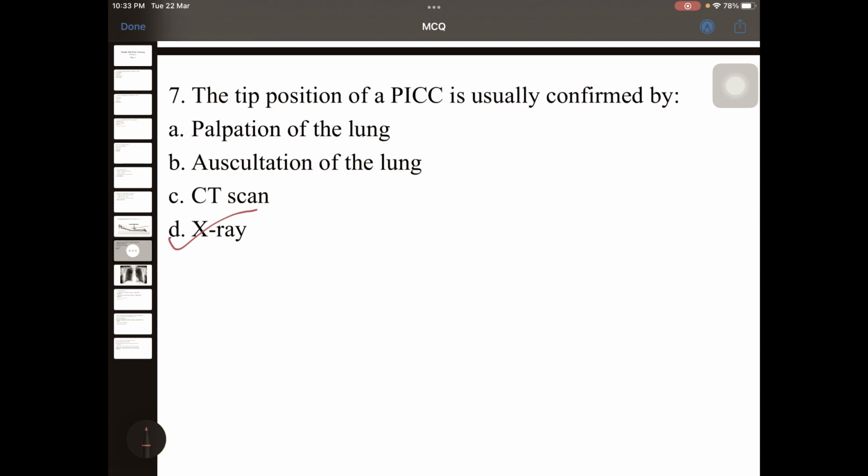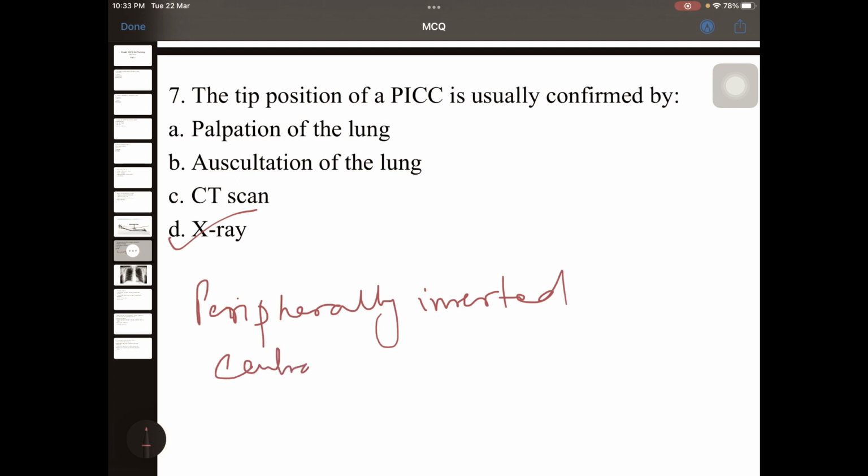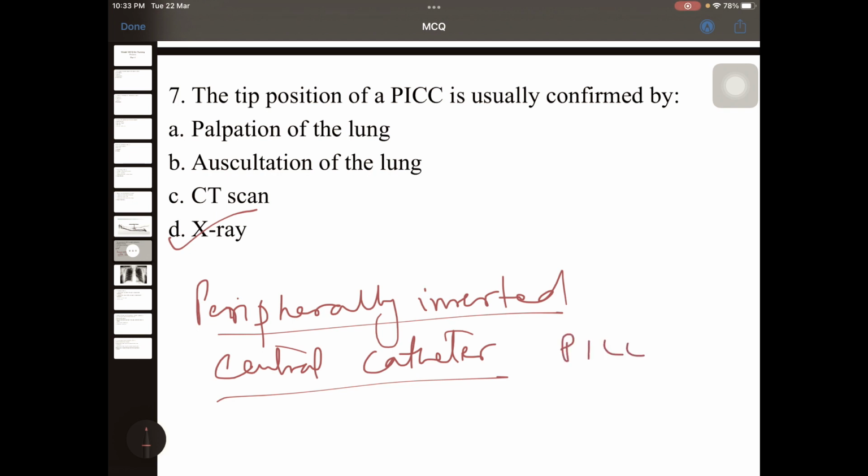The full form of PICC line is peripherally inserted central catheter. Usually when they insert it, they insert it in the veins at the antecubital fossa. So they insert it, and then after insertion they confirm the position with X-ray.